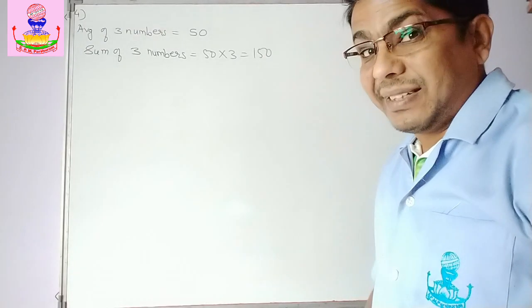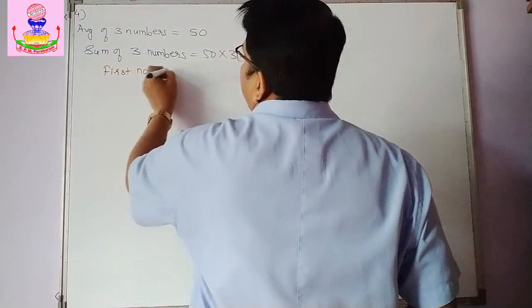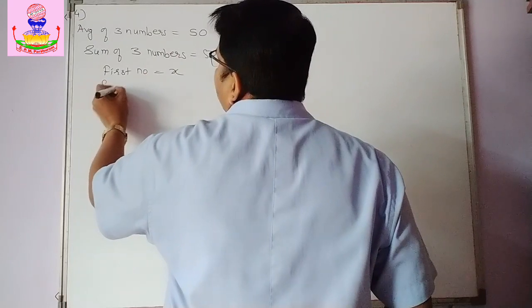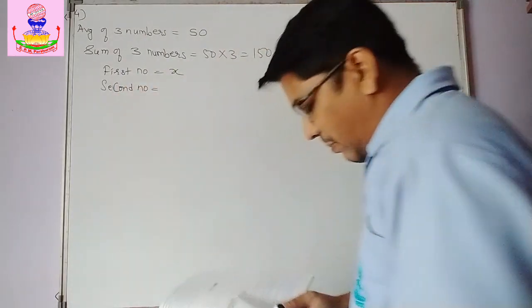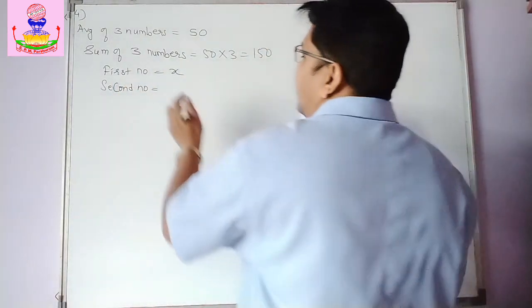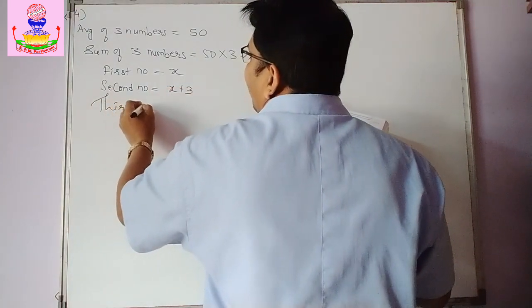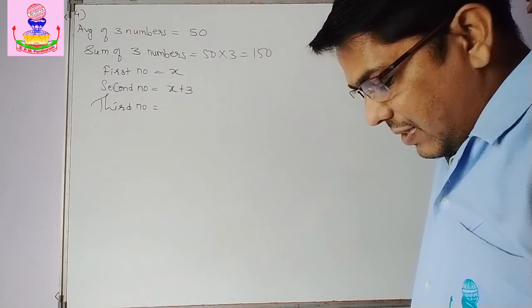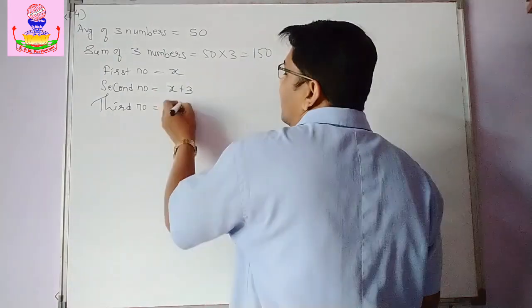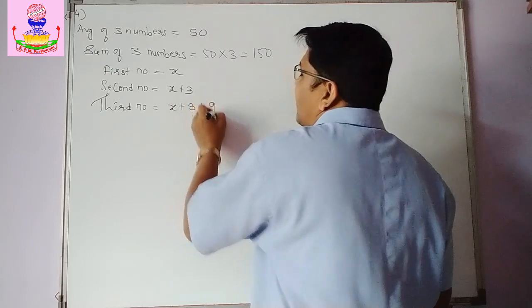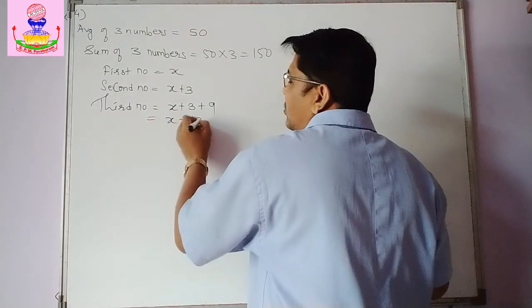Second number is greater than the first by 3. Do I know the numbers? I don't know. So let the first number be x. So the second number, what will it be? Second number is greater than the first by 3, so x plus 3. And the third number: the second is smaller than the third by 9, meaning the third number is greater than the second by 9. So x plus 3 plus 9, so that is x plus 12.